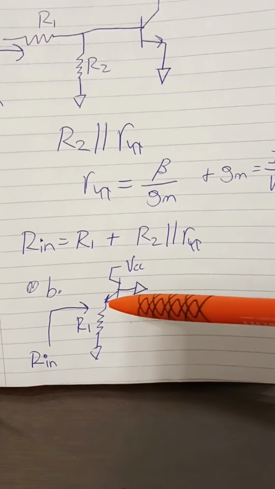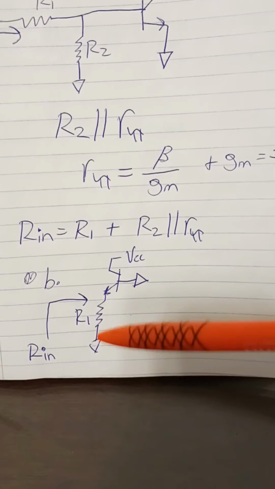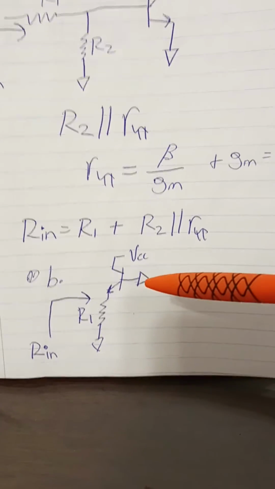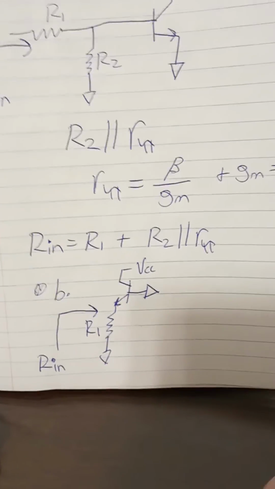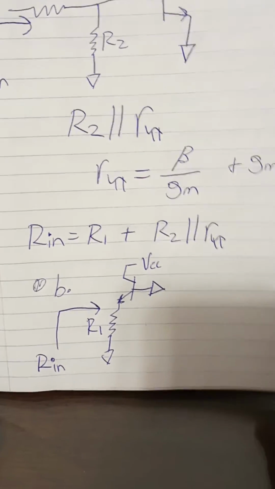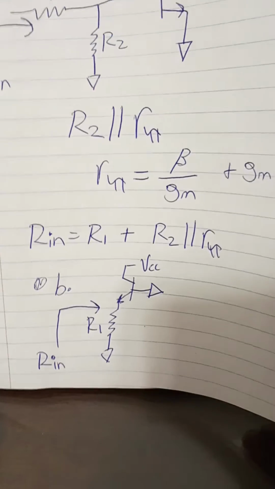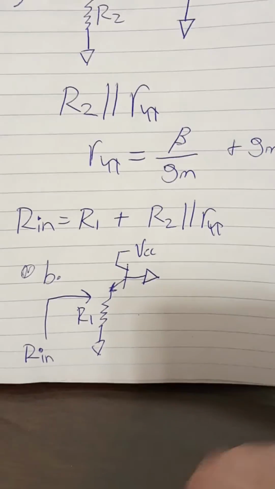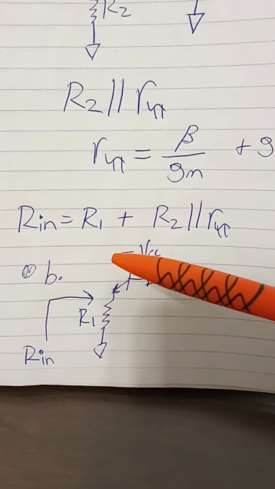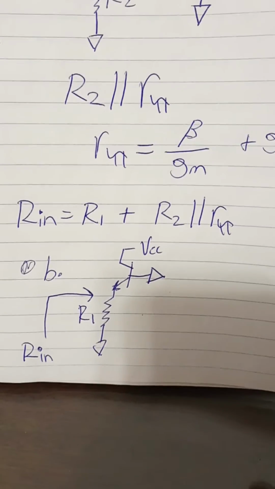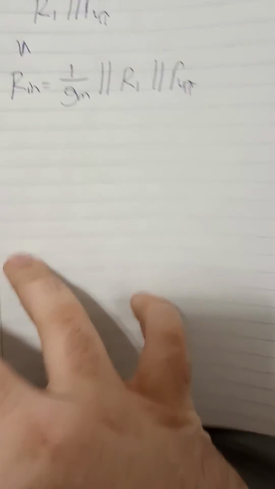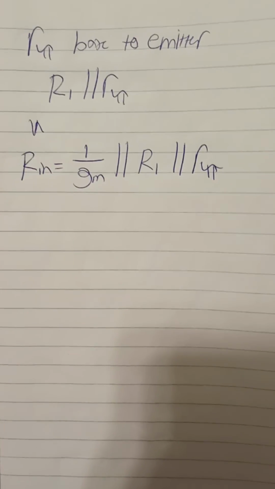Looking at this and R pi, the base emitter resistance, we see that once again, from a small signal perspective, they're in parallel. So part of our resistance will for sure be R1 in parallel with R pi. And it's hard to see, but looking in from the emitter, 1 over GM is also in parallel with those two impedances. So our total input resistance as seen from the emitter is this expression right here.